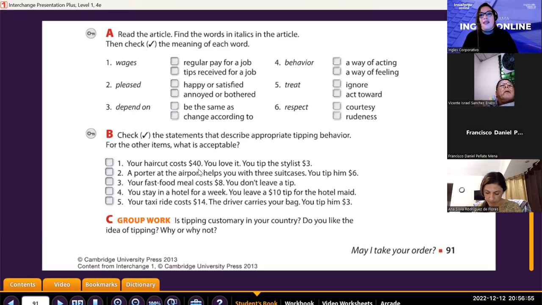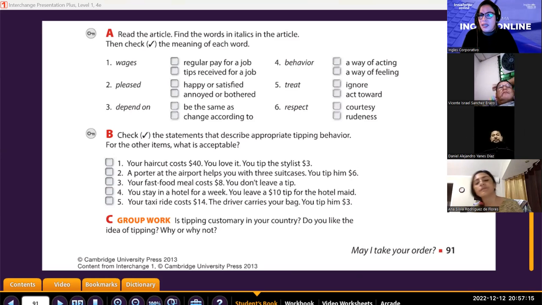Well, this is expensive for me. Yes, but I think in the United States it's like that. It's kind of expensive. I think it's like $30 or $40 for men's haircuts. Yes, it's really expensive.